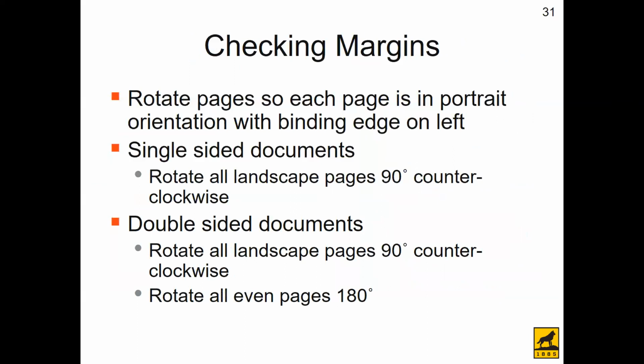But really, when we check the margins for a double-sided document, we rotate all the pages in the document so that everything is in portrait orientation. For a single-sided document, that means rotating all of your landscape pages. For a double-sided document, it means rotating all your landscape pages 90 degrees, and then rotating each even page 180 so that we don't have to flip our heads back and forth like a tennis ball.